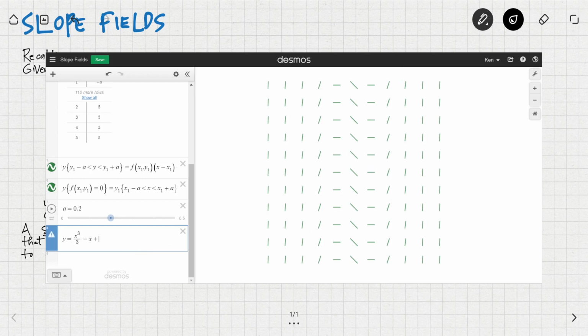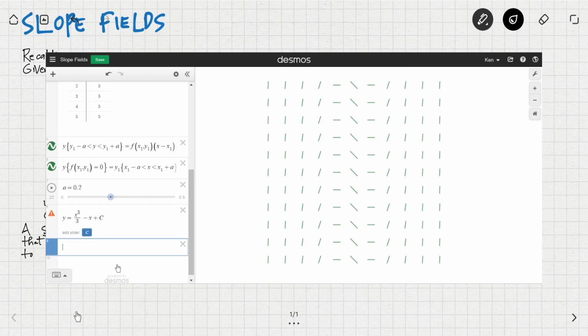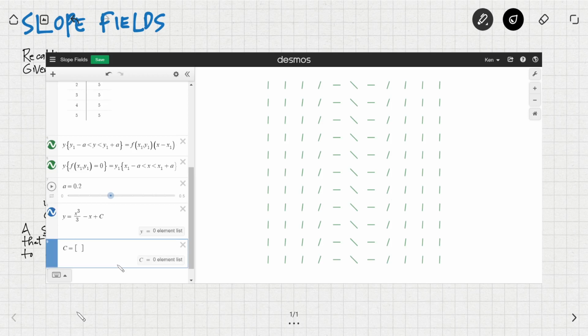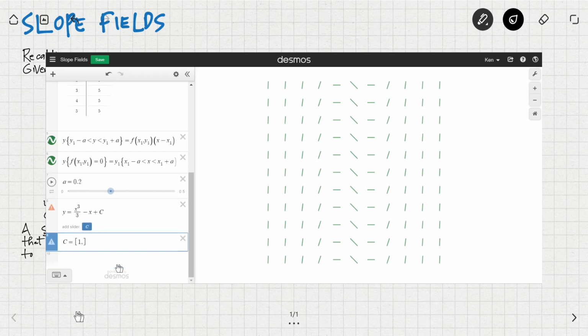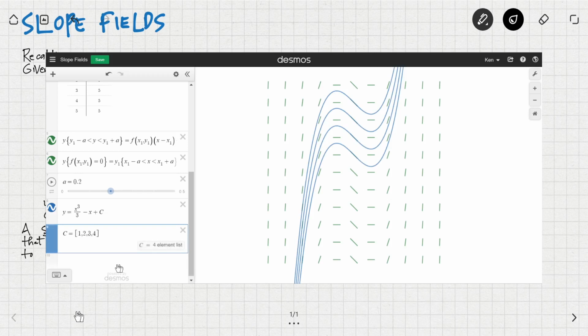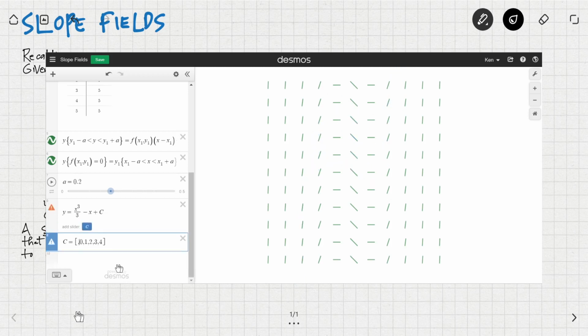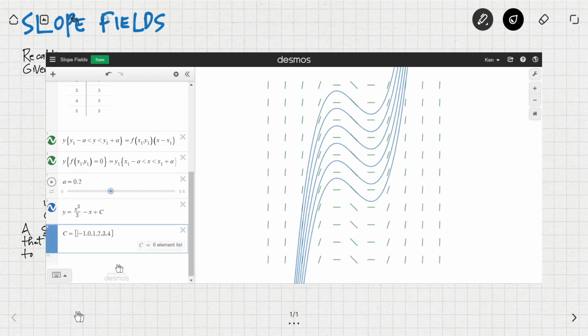We can have different values of C. Okay, so yun yung difference sa mga solutions natin. They vary by a constant. So I'm going to create a vector here which gives several values of C. Nakita na natin yung C equals 1, C equals 2, ito yung itsura, C equals 3, C equals 4, C equals 0, C equals -1, and C equals -2.